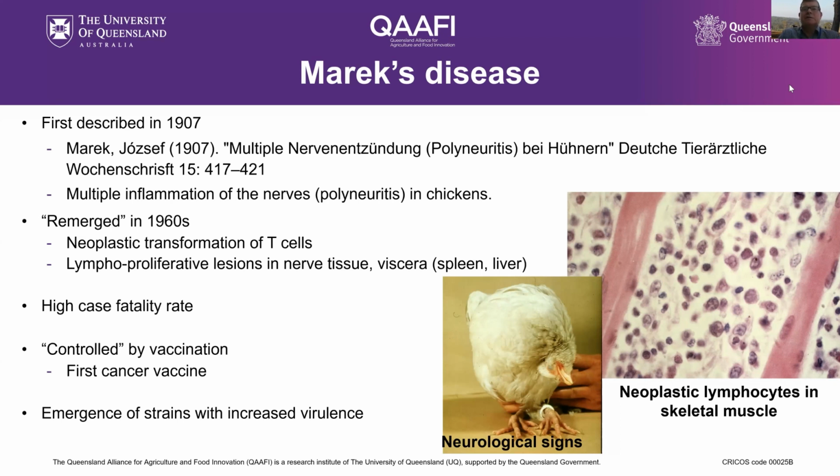However, probably 10 or so years after the emergence of this different clinical presentation, vaccines were developed that controlled Marek's disease. This is actually the first cancer vaccine that we would describe, and I guess this is going to be the main topic we talk about today. However, not long after that came the emergence of strains which overcame the protective effects of the vaccine and were able to cause the cancer associated with Marek's disease as well. Again, we'll talk more in depth about that today.